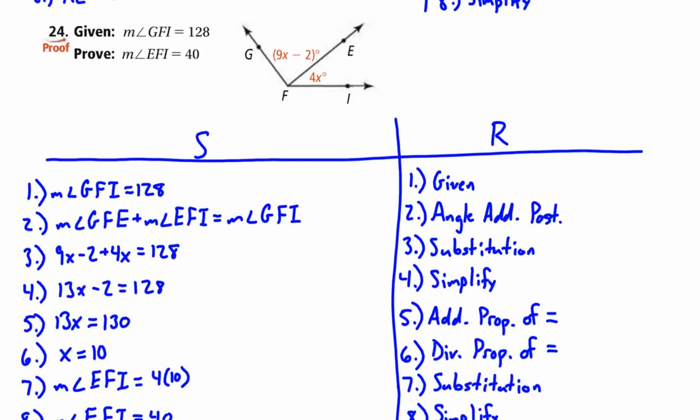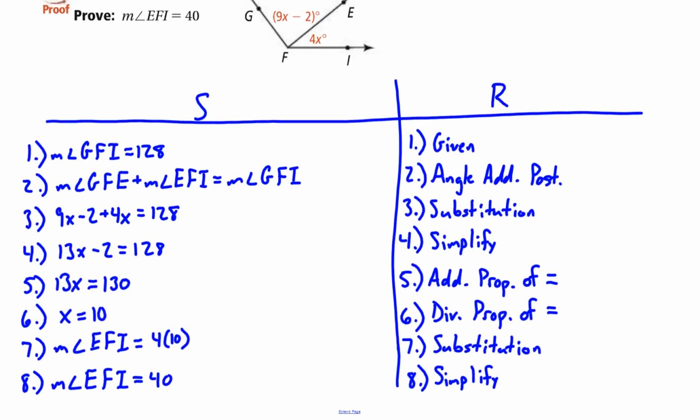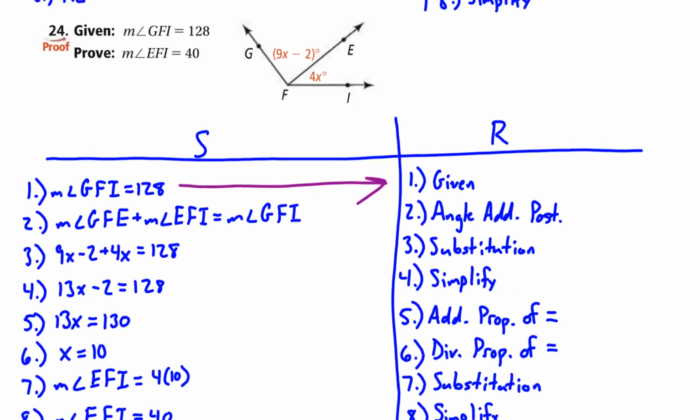And the last one, when I look at this, again, I start with the given. So the measure of GFI is 128. And again, the reason for that is that it's given. All right?